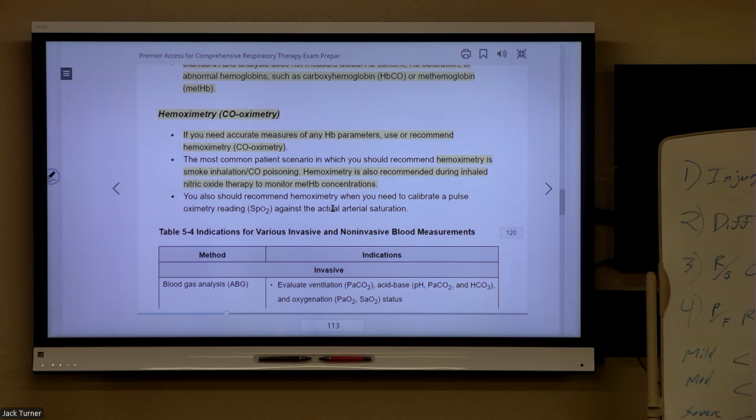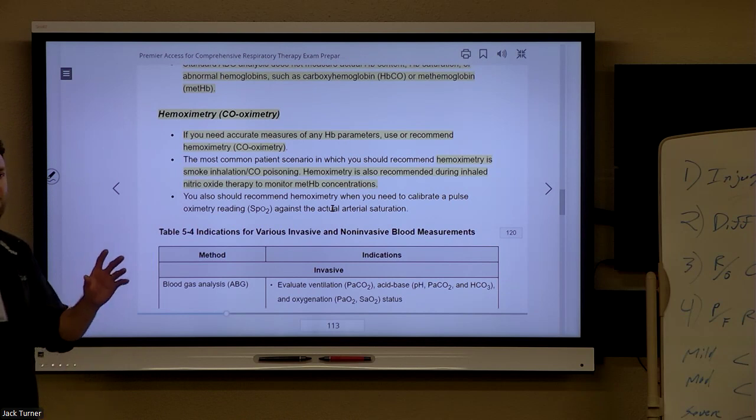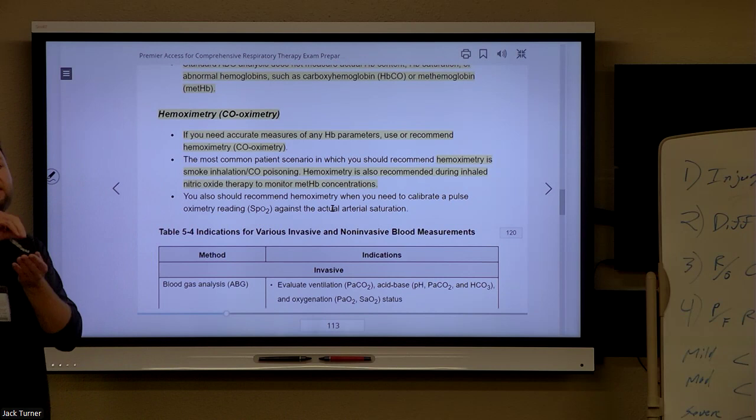When we have to use the INO, is it at the end of inspiration? Are they getting the drug on inspiration? Since it's being applied to the airway, they're getting it on inhalation and exhalation. But really, it's just like breathing in oxygen or something. You're just replacing that with this gas, essentially.